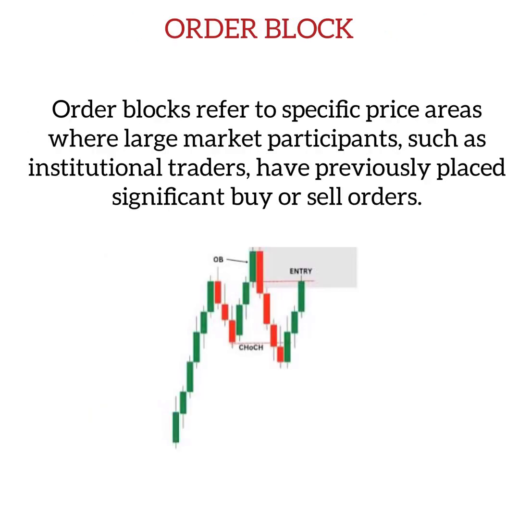Order blocks. This is a POI used by most ICT traders to execute their trades. Order blocks refer to a specific price area where large market participants, such as institutional traders, have previously placed significant buy or sell orders. Based on the order of hierarchy, the order block comes fifth, which means if any of the mentioned PD arrays that come before the order block are present, it is likely that the order block will not hold because it is fifth in strength. So guys, it is extremely important to take note of their arrangement in terms of strength to know which comes first and which comes next before taking a trade.